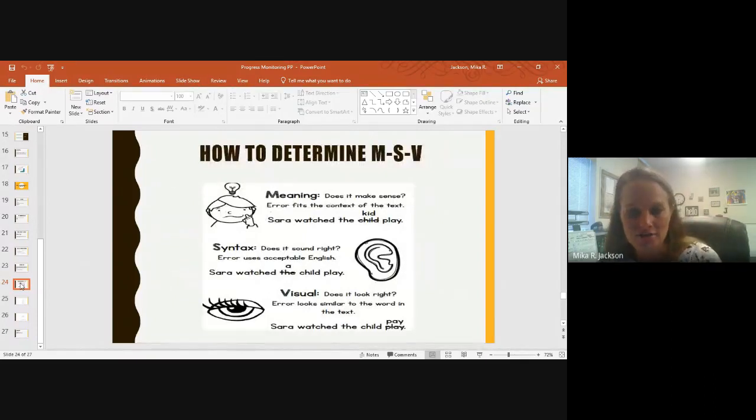Determining meaning, structure, visual. So if it's meaning, Sarah watched the kid play instead of child. Okay, well then it was meaningful. They just had an error. So that's what that would tell you.